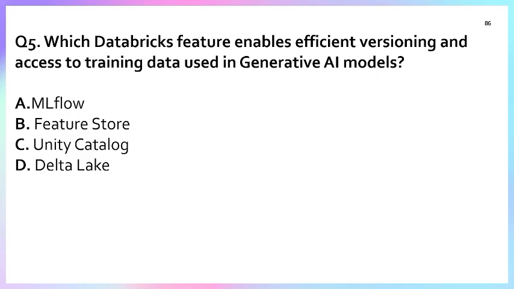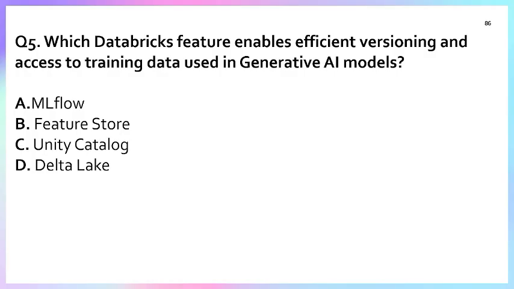Unity Catalog is directly aligned with the question, so efficient versioning and access to training data. So option C is the correct one.